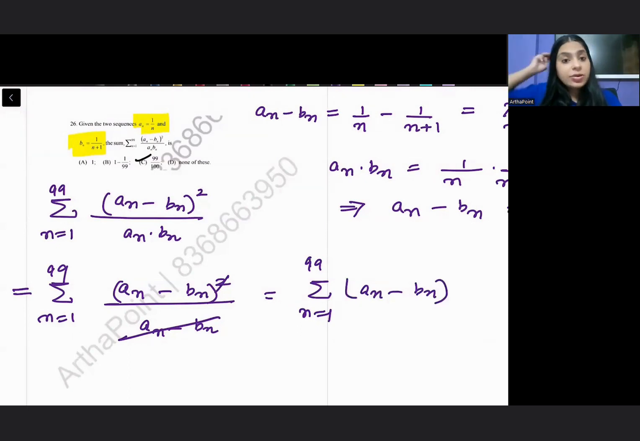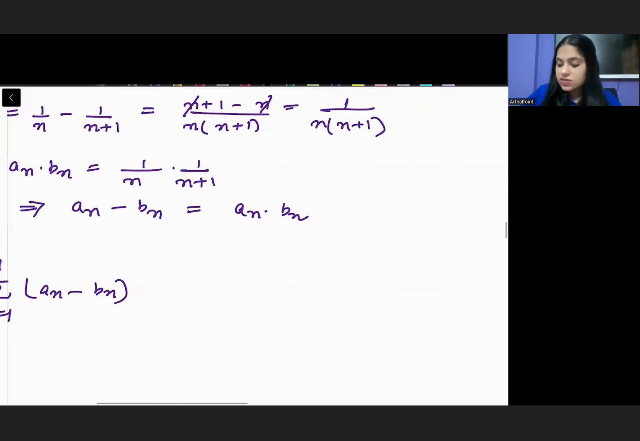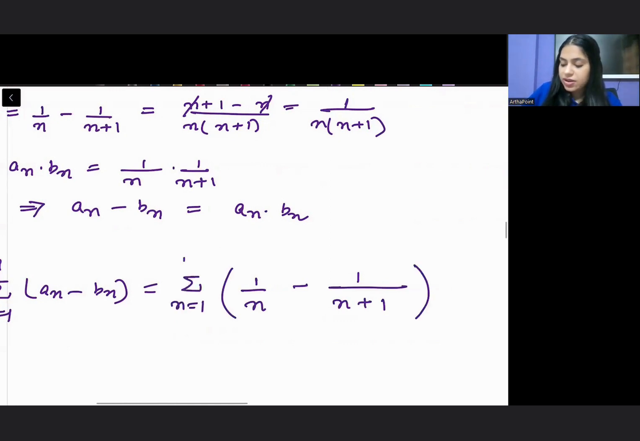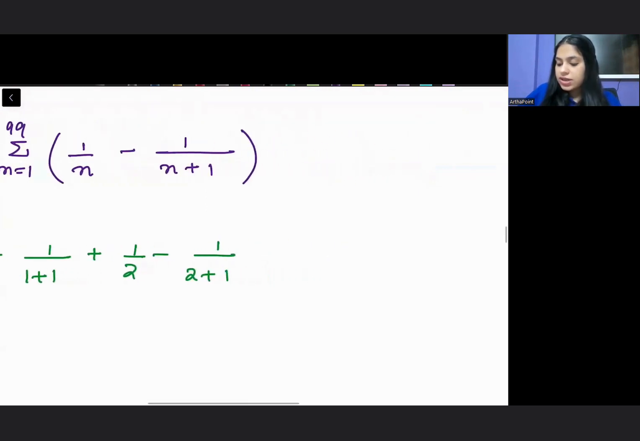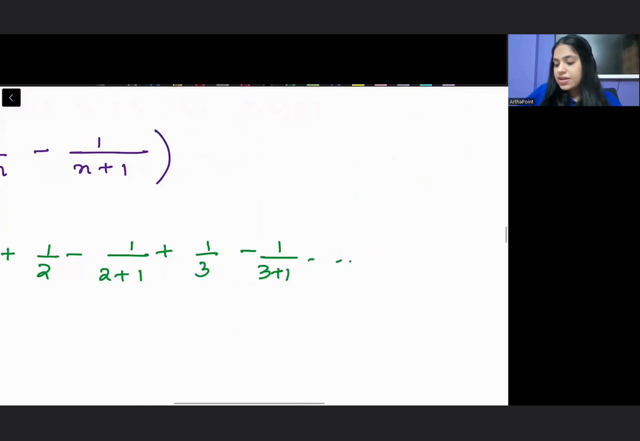Right, beta? Now try to understand that an is given to you as 1 by n, and bn is given to you as 1 upon n plus 1. And we need to find the sum from n equal to 1 to 99. So I will start putting the values now. If I put 1, I will get 1 by 1 minus 1 by 1 plus 1. Then I will put 2, 1 by 2 minus 1 upon 2 plus 1. Then I will put 3, 1 by 3 minus 1 upon 3 plus 1, and so on. And my last term will be 1 by 99 minus 1 by 100.